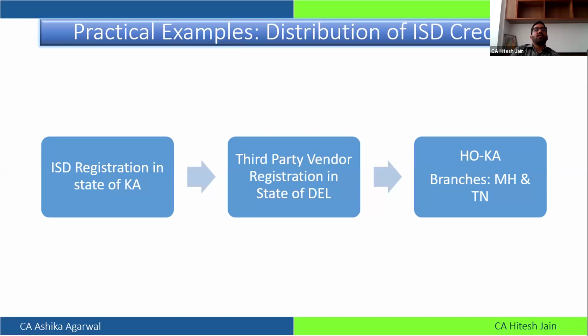So if we summarize, if I get a local invoice from a third party vendor, I will distribute local credit to the places where I have registration locally and IGST to the places where I have registration in different states. And if I get an IGST invoice from a third party vendor, I will distribute IGST only, irrespective of whichever state I am distributing to.